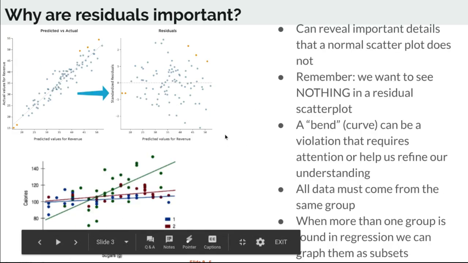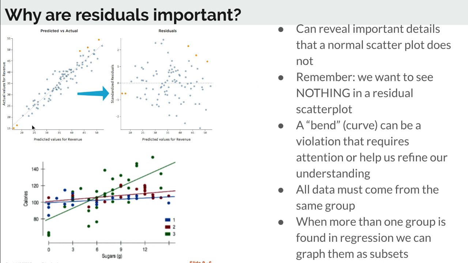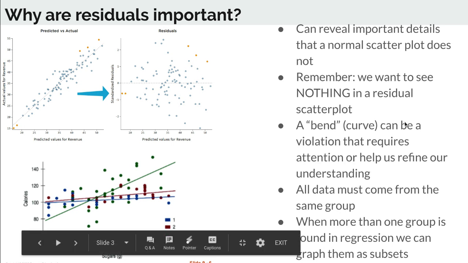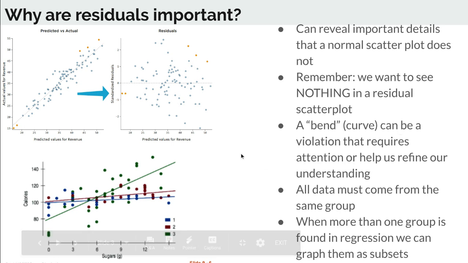And then why are residuals important? Here is just the regular scatter plot, and then the residual plot is next to it. You want to see nothing in the residual scatter plot. If you were to see a bend or a curve or a group or something like that, that would require our special attention to help us understand exactly what the data means. And then all data must come from the same group.